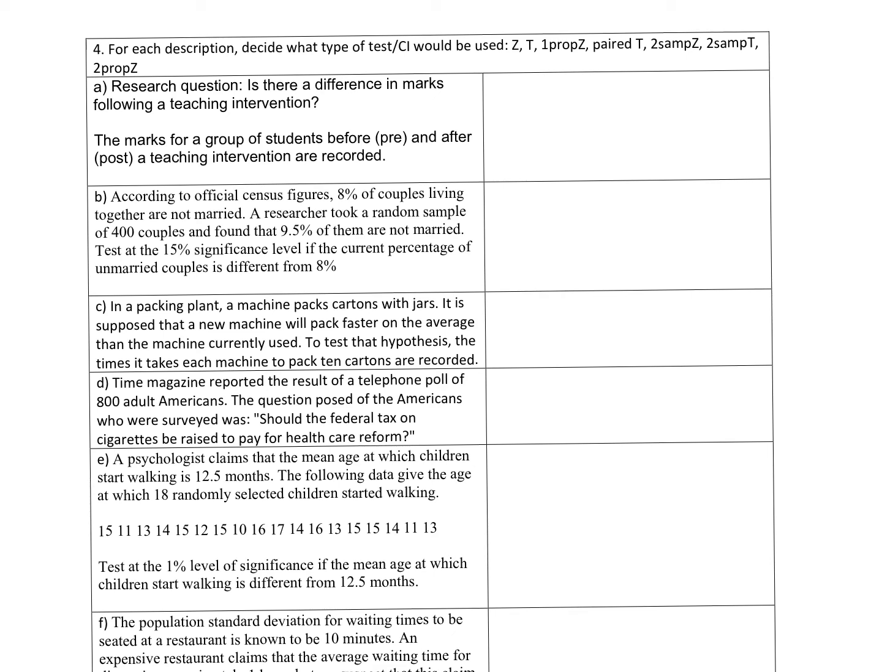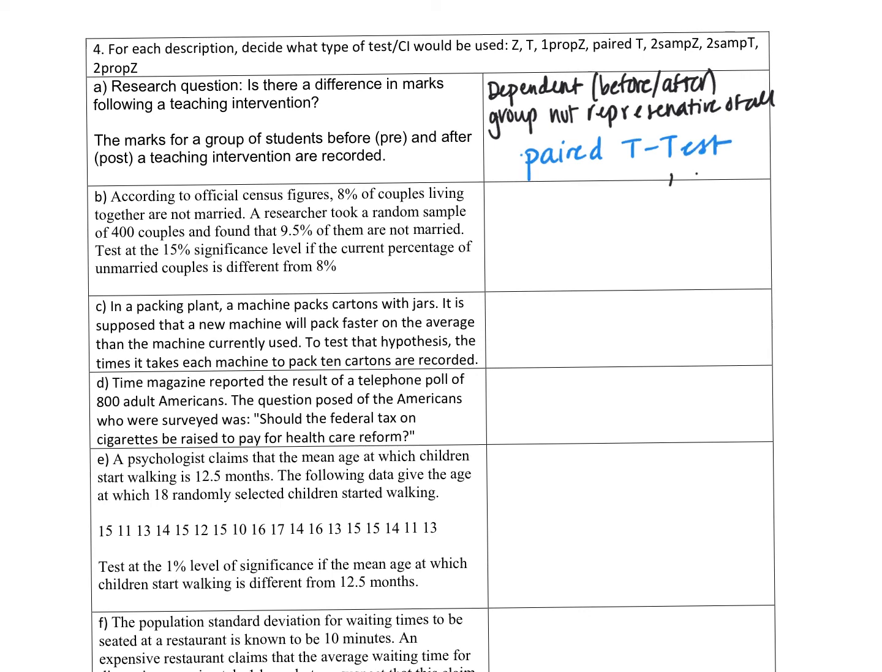The marks for a group of students before and after a teaching intervention are recorded. I wish I had a little more info so we could decide if it was Z or T, but I'm gonna go with T because this is definitely dependent since we have before and after. And I'm gonna say this group is not representative of all students, so that's why I'm gonna make it a paired t-test, okay?